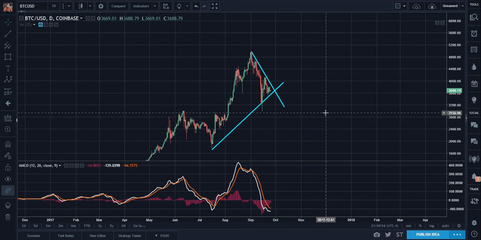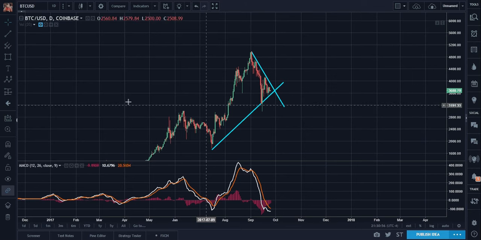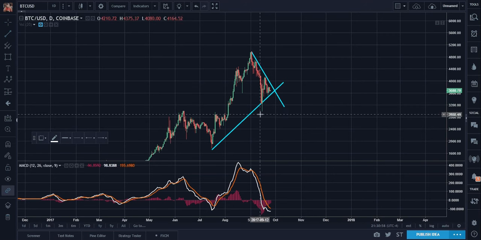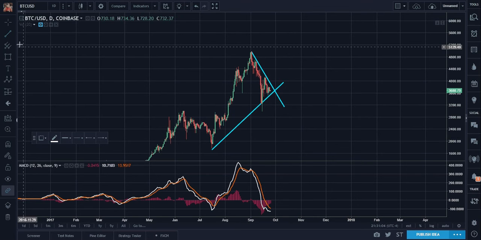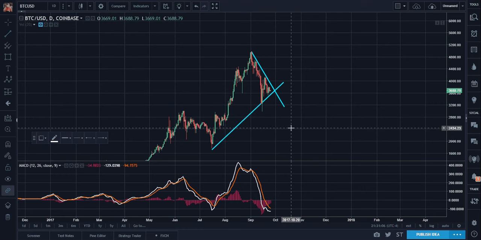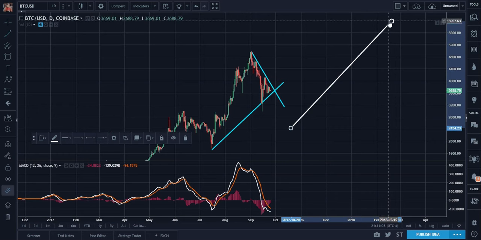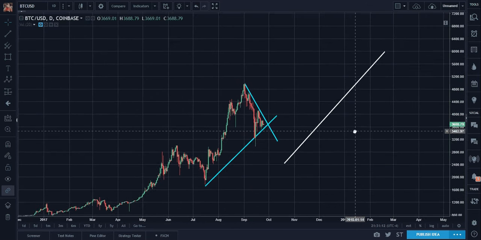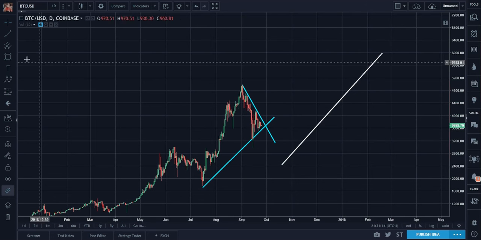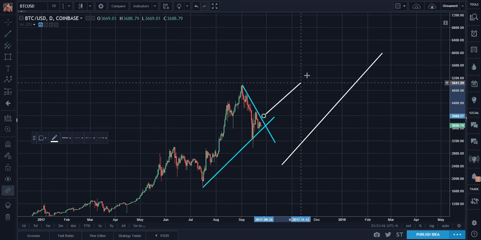Either way, whether wave 4 is here or here, we're going to get a wave 5. Just to give you the perspective, whether it's here or here.